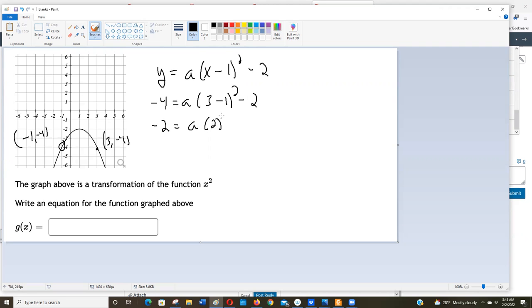Negative 2 equals a times 2 squared, right? Because 3 minus 1 is 2, and I'm going to square it. So negative 2 equals a times 4. To solve for a, I'm going to divide by 4, and negative 2 divided by 4 is negative 1/2. So that tells me that a equals negative 1/2. And I did that the other way just by eyeballing it. Negative 1/2, so that does work, and it works really well. See, it even catches the negative, so it opens down.